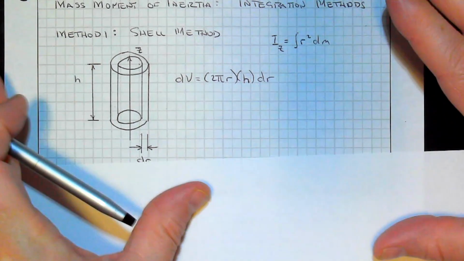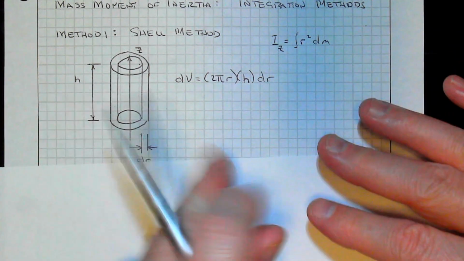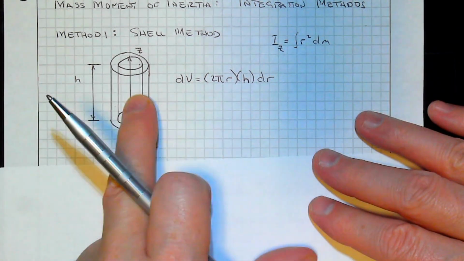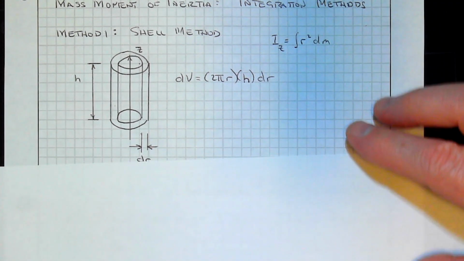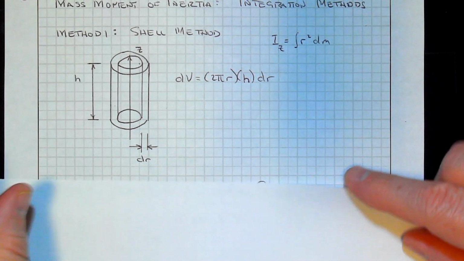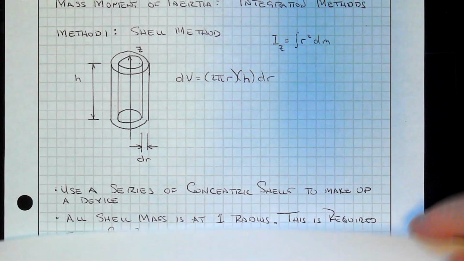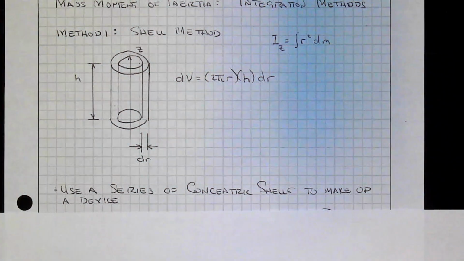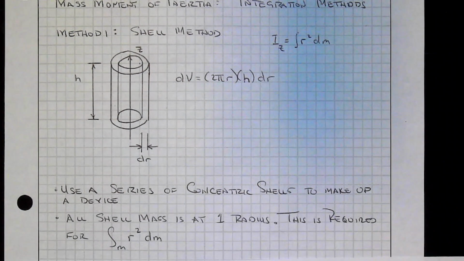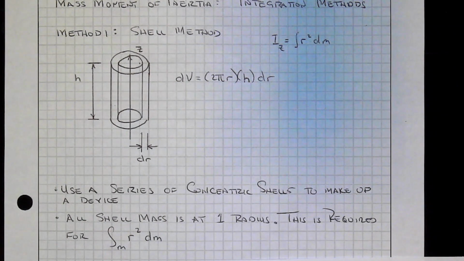So this is the technique, and once again, there's two ways of doing it. We'll wind up showing you both ways, but here's the key. One of the ways is what's called the shell method. It's famous. People who've had this course 30 years later still remember going through and constructing these things. Using a whole series of concentric shells to make up the device, all shell mass is at one radius. That's important, and that's required by the nature of this equation.